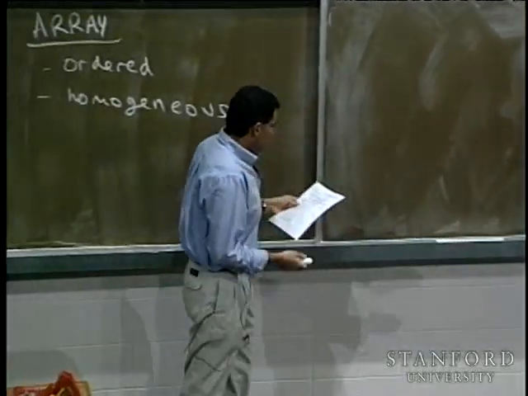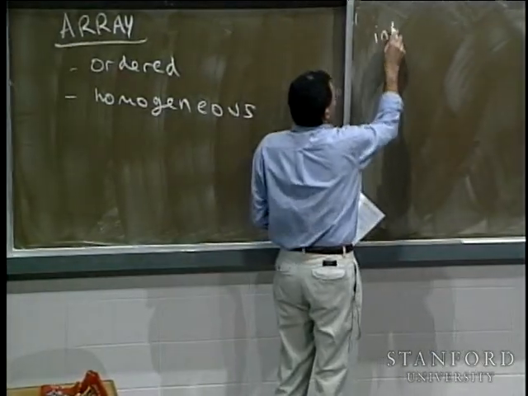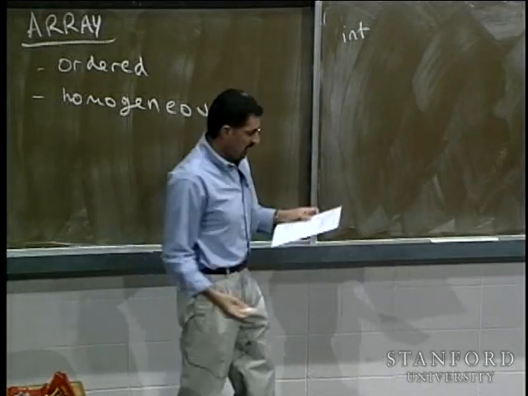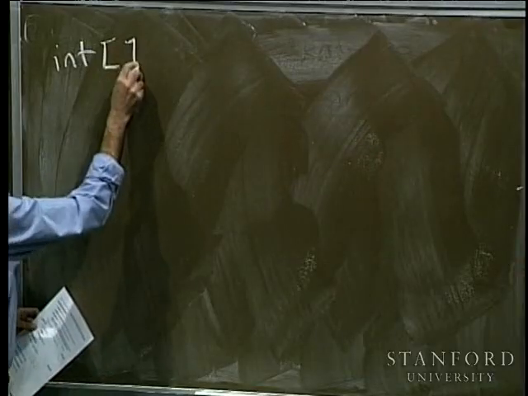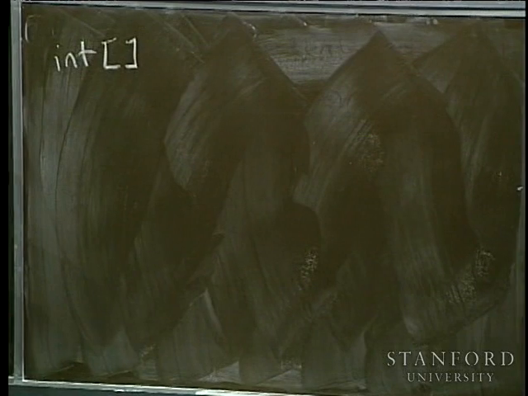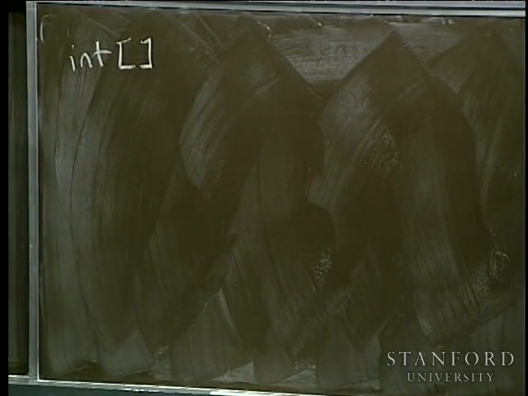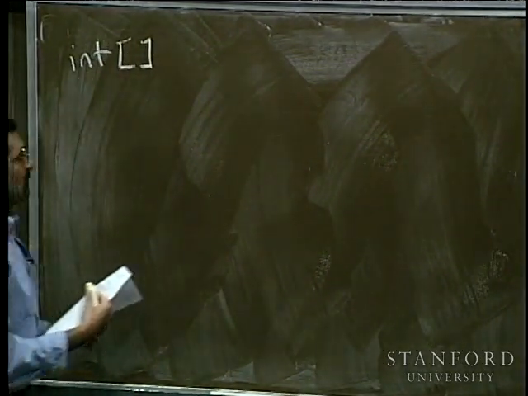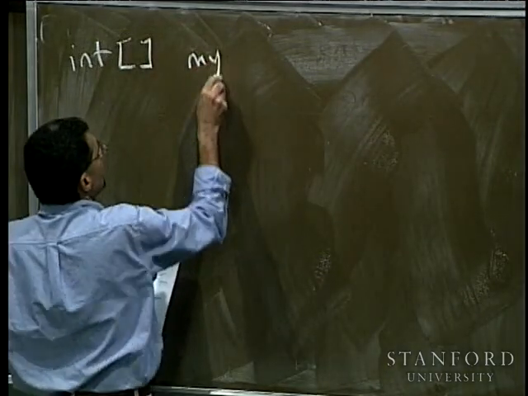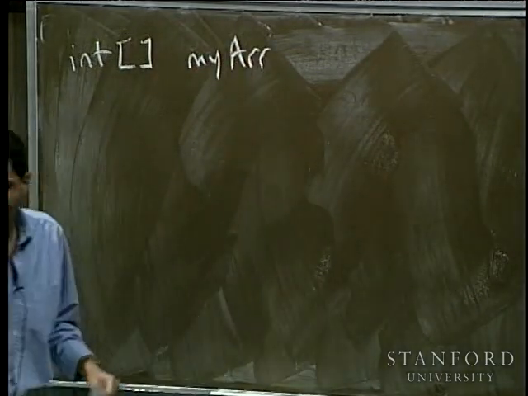All right, so how do we actually declare an array? First, we specify the type of the thing we want to have in that array. Then we have an open bracket, closed bracket. That's going to indicate to the computer that this is an array of type int. Then we give it a name. Let's just call it myArr, for my array.